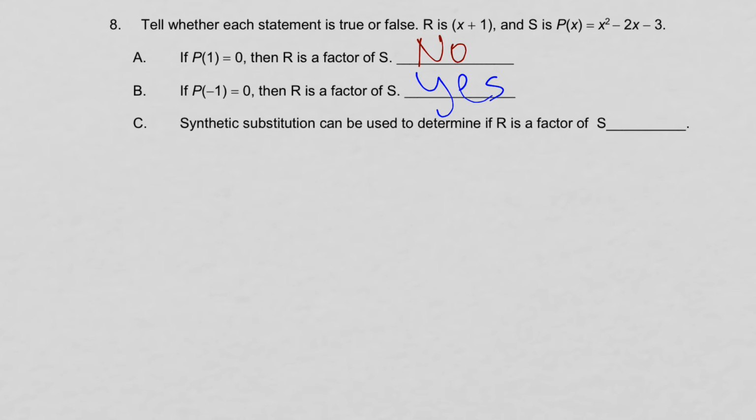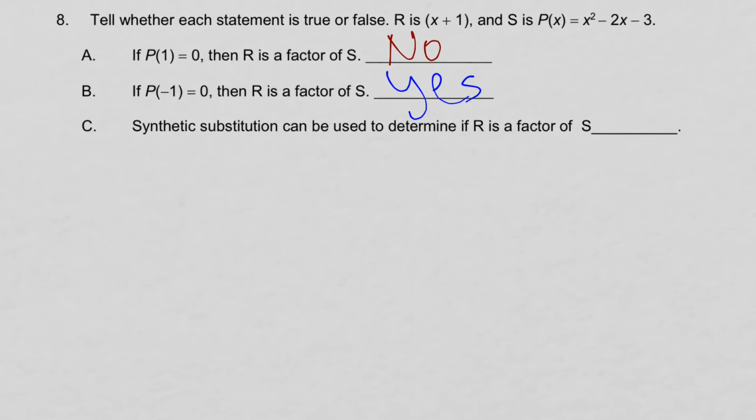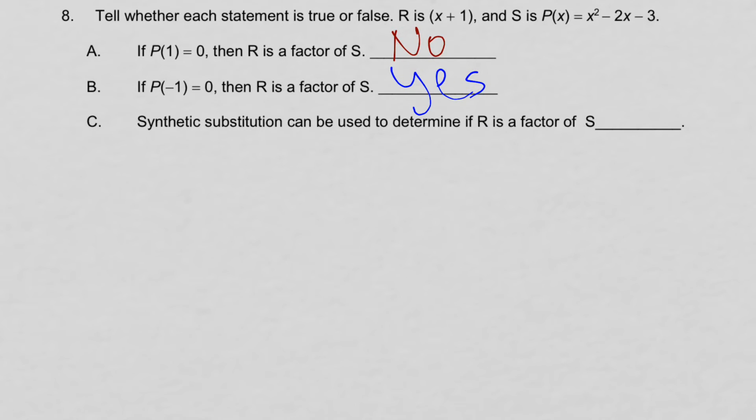C. Synthetic substitution can be used to determine if r is a factor of s. True. The requirement for synthetic substitution is that you're dividing by a linear factor, and that the first coefficient is 1, which it is, so it works. Yes, you can use synthetic substitution.